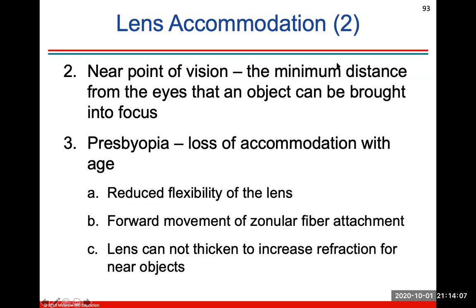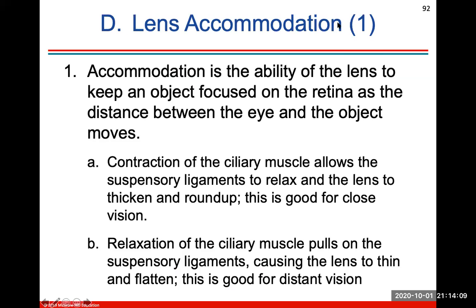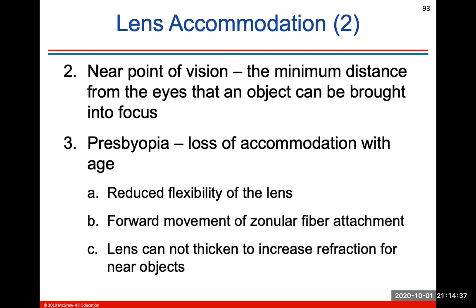Accommodation is the ability of the lens to keep an object focused on the retina as the distance between the eye and the object changes, and this is due to contraction of the ciliary muscles. When the ciliary muscles contract, this allows the suspensory ligaments to relax and the lens to thicken and round up. This is good for extremely close vision. When the ciliary muscles relax, this pulls on the suspensory ligaments, causing the lens to thin and flatten, and this is good for distant vision.